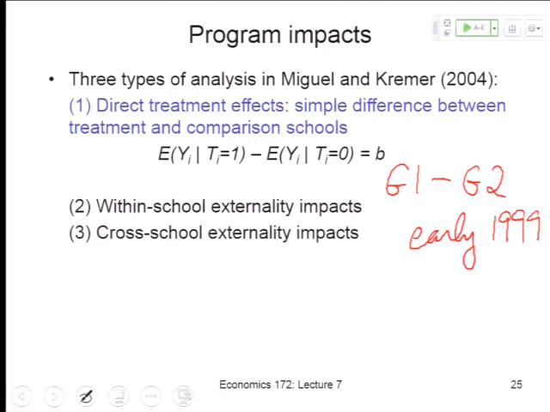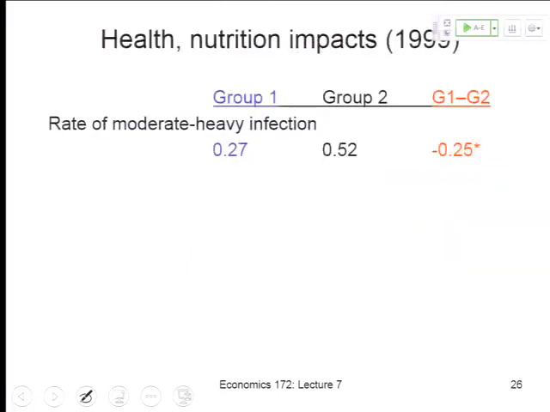So what do we find? When we compare rates of moderate to heavy worm infections in early 1999, we find the average rate in group 1 is 27%, and the average rate in group 2 is 52%. So there's a drop of half in moderate to heavy worm infections. So half the kids in group 2 had a pretty serious infection. Remember I told you last time that there are different standards for what constitutes a serious infection by worm, and you can count the eggs and stool samples.